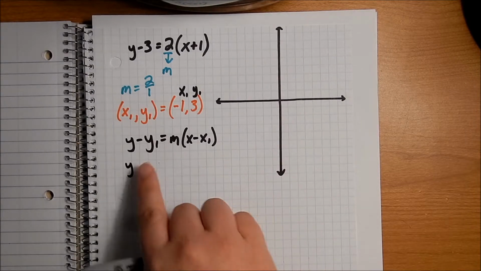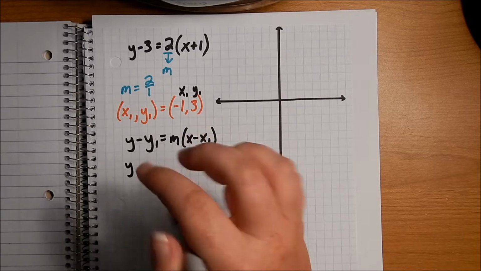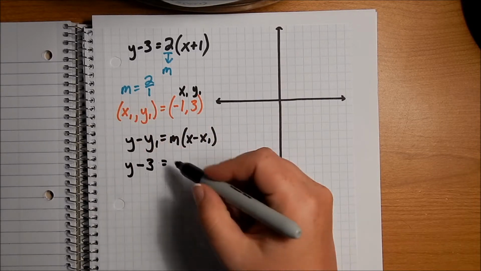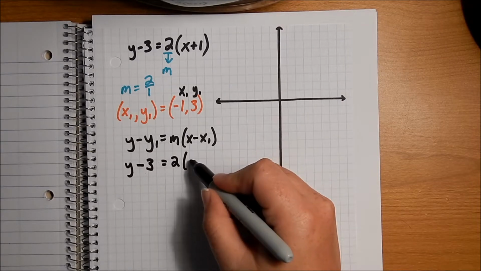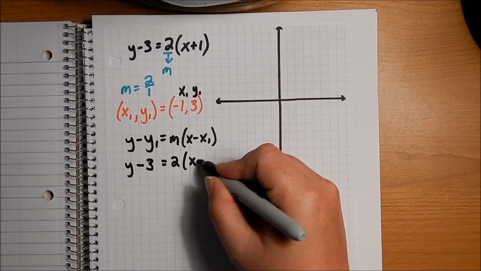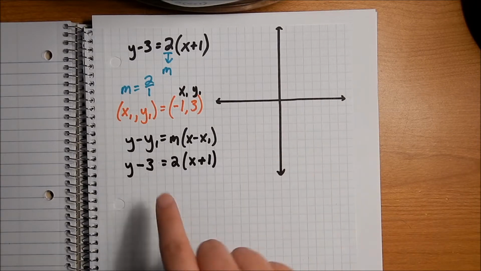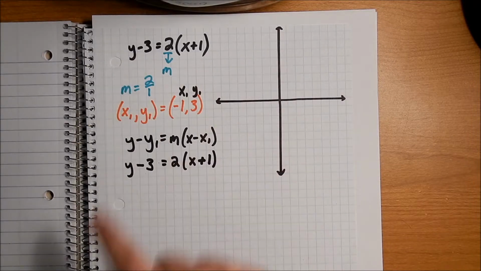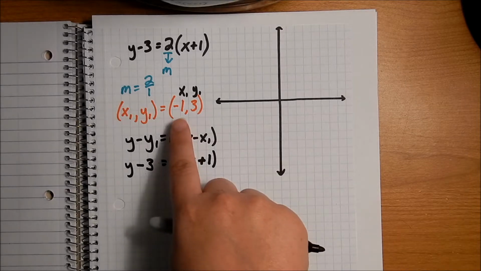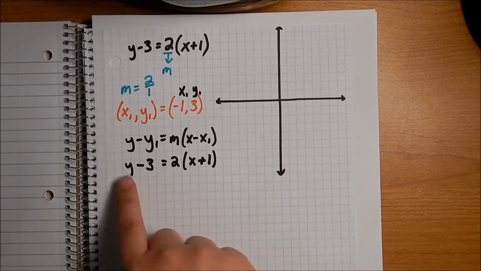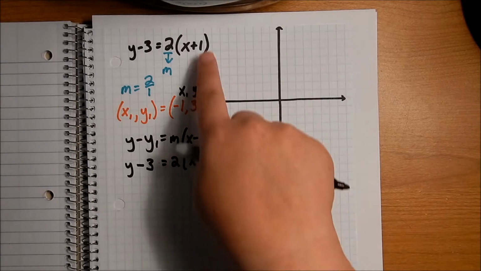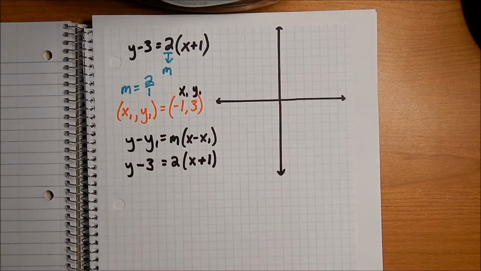I'd have y minus y1, so that's y minus 3, equals m, my slope, which is 2 over 1, or just 2, times x minus a -1. So minus a -1 turns into +1. So now you can see that yes, in fact, that does correspond with my original equation. Okay? If I had mistakenly switched these two signs, I wouldn't have gotten the same equation. I would have had a plus here and a minus here. So we know that we did it right, so you do switch the sign of both.